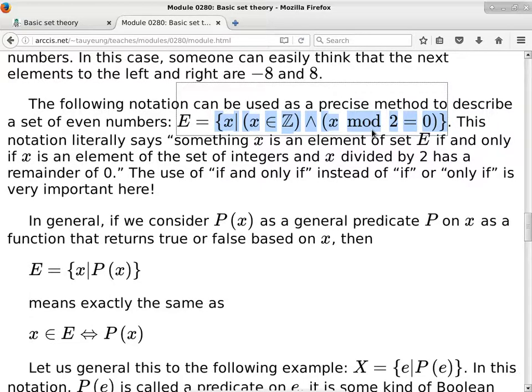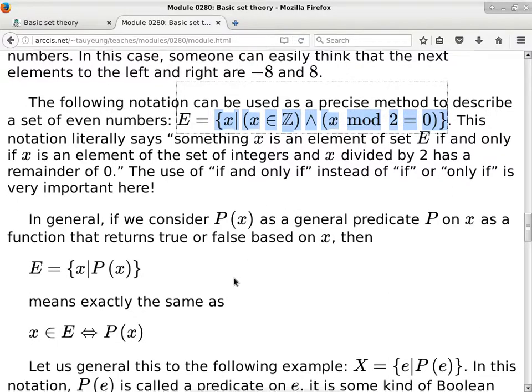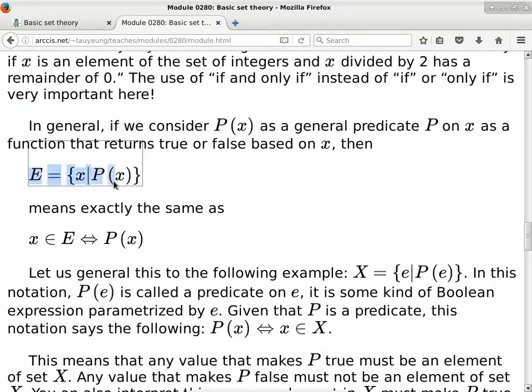Is that okay so far? Okay, good. So in general, the notation of this is really the same thing as this. Let me just explain that one more time. P is what we call a predicate, and from your programming perspective, you can look at P as a function that returns just a Boolean. It returns either true or false, and X is a parameter to that function.